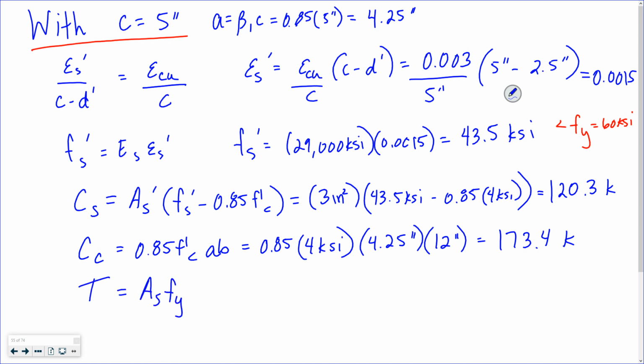A sub S, my area of my tensile reinforcement, and I'm assuming it's yielded, so it's my yield stress, F sub Y. Area of tensile reinforcement, 16.8 inches squared, 60 KSI.